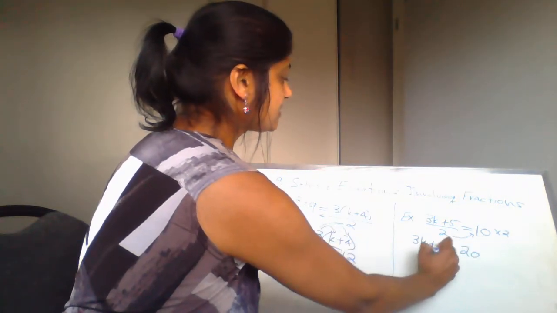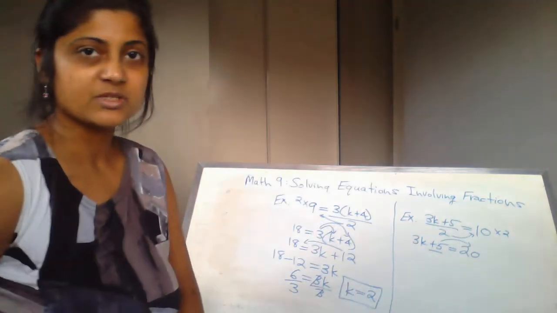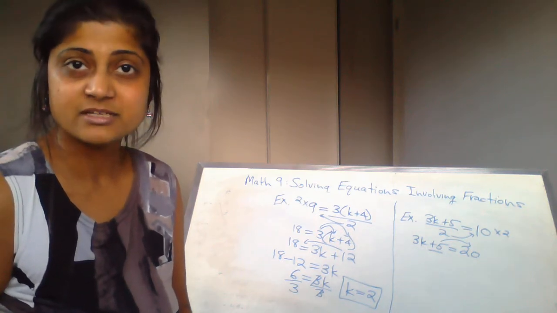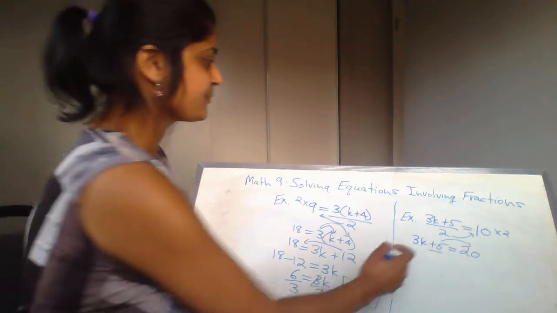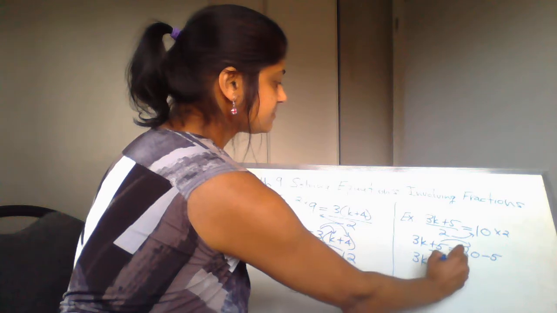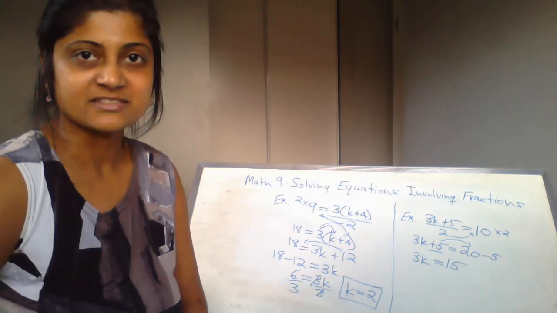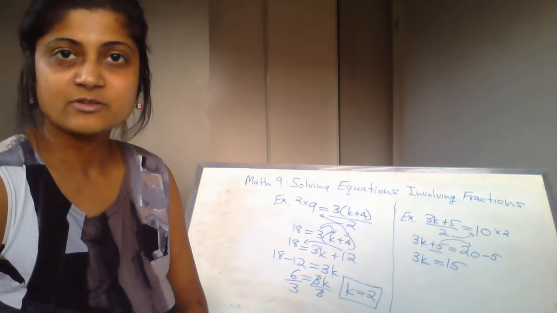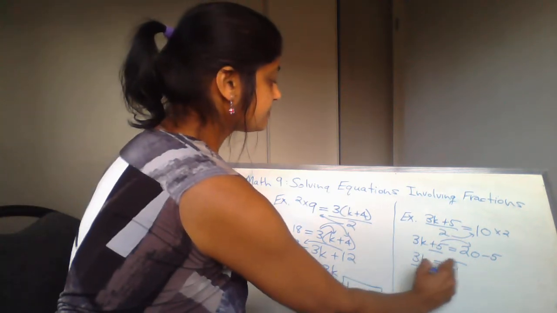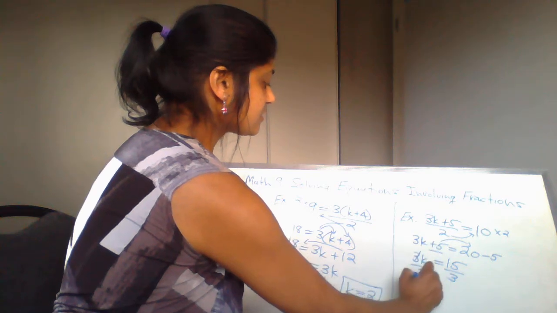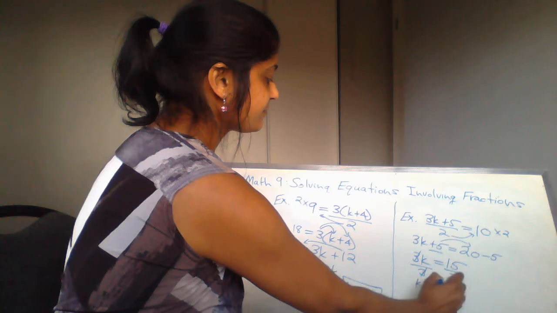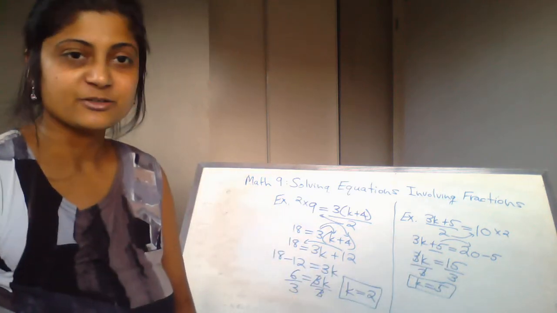Okay, I'm going to take this positive 5 to the other side. Make sure you're taking the sign in front. And because I'm going across the equal sign, I'm just going to change the sign here. So I'm left with 3k equals 20 minus 5, which is equal to 15. Okay? And I'm looking for just the variable k here. I'm going to divide by 3 on both sides, and the 3 cancels out. So k is equal to 15 divided by 3, which is equal to 5. Okay, and that's my final answer.